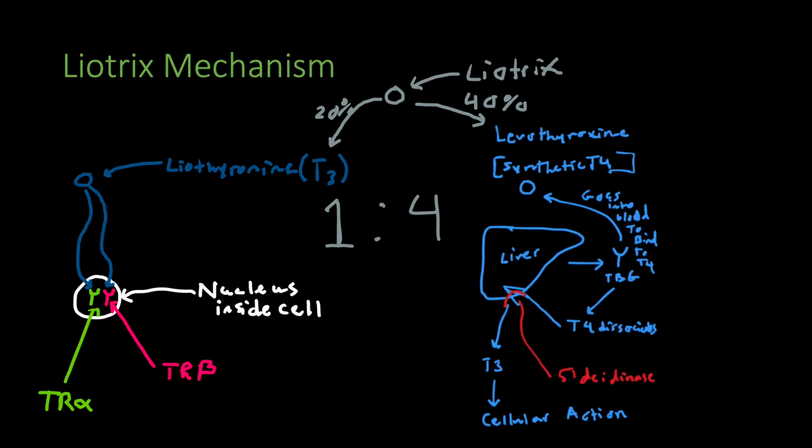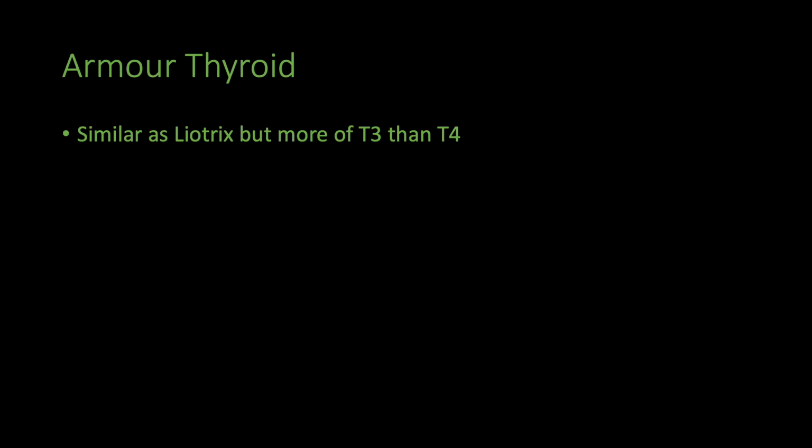So that's essentially it. There isn't too much to know on that slide here. Armour Thyroid is similar to Liotrix, but plays a role more of the T3 than the T4 function. So that's pretty much it in this lecture.